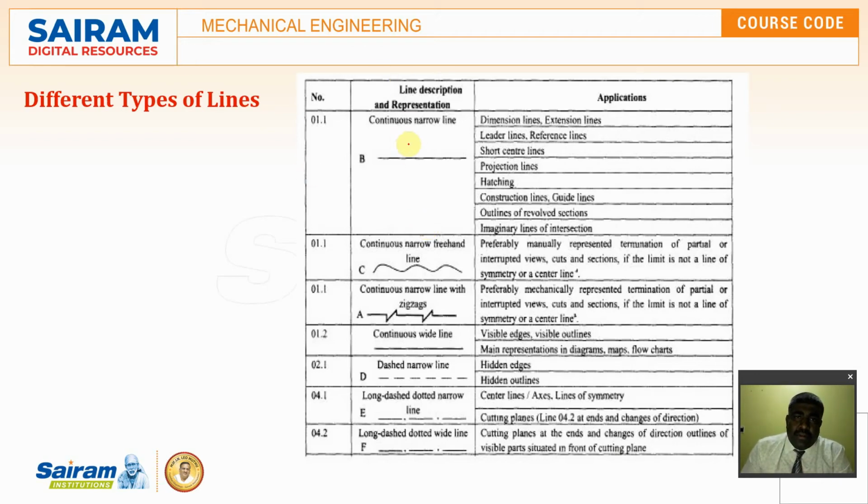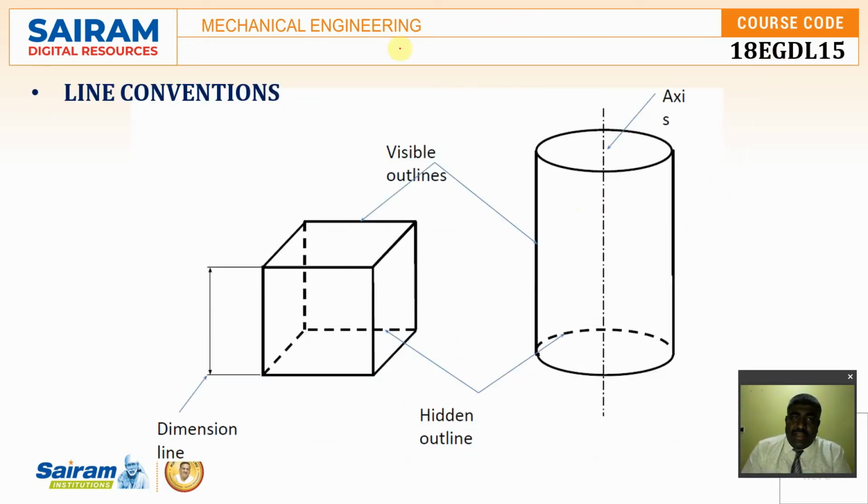When you go for that, there will be continuous narrow lines, and continuous narrow freehand lines will be there. That gives the limits of partial views. Or you're going to have a cut section or sections. Zigzag indicates partial or interrupted views. Continuous wide line is for visible edges or visible outlines. Dashed line indicates the hidden lines or hidden outlines. And there will be long line and dot which indicates axis lines and other things. So these are the different lines we can use for the projection, and it shows the line conventions: visible outlines, hidden outlines and axis line.